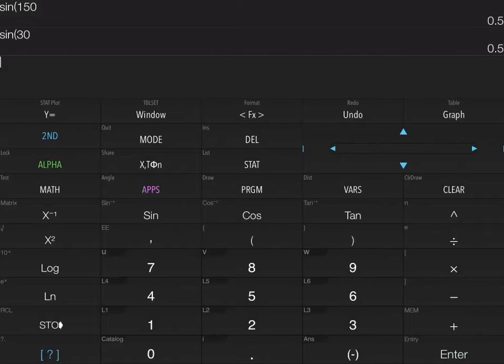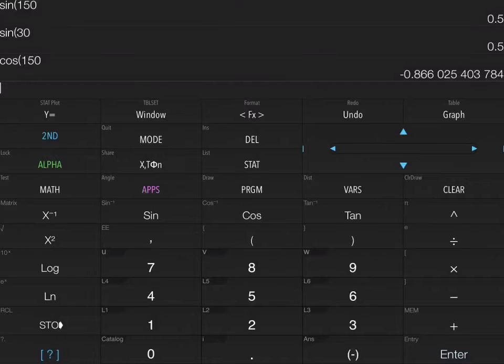Well, what happens with cos? If I put in cos 150, we get negative 0.866. That makes sense because cos in the second quadrant should be negative. That should be equivalent to the negative of cos 30. Notice that the values are exactly the same. The only difference is that cos 150 is negative. So we said cos 150 was equal to the negative of cos 30.